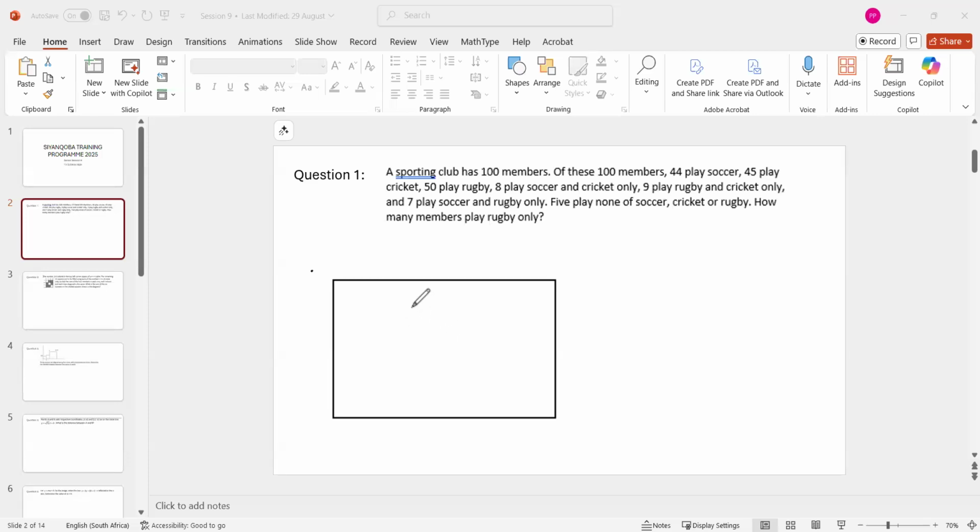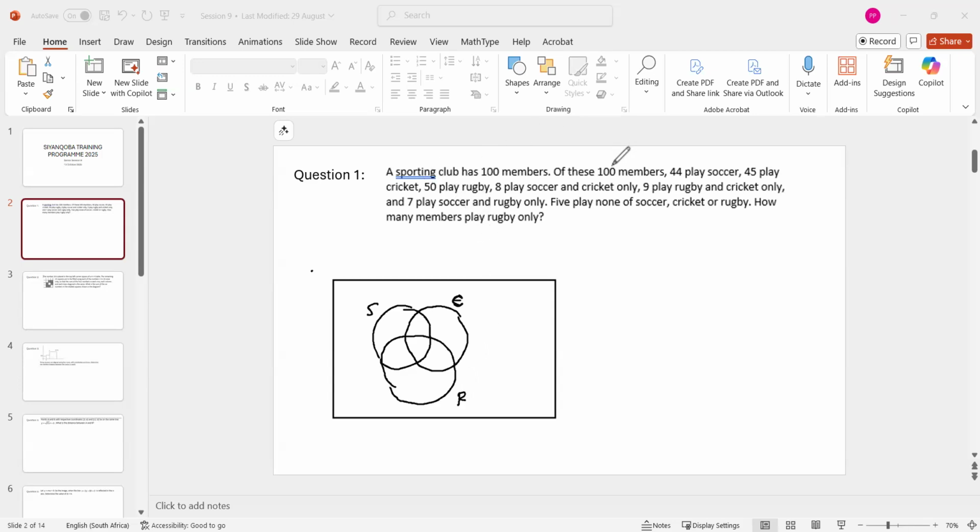Okay, 44 play soccer. So let's just have a circle here to say these are the soccer players. Call it S for soccer. And 45 play cricket. And some of them will play soccer and cricket. So often this happens. These are soccer players and cricket players. You use a diagram sometimes to illustrate certain concepts. And 50 play rugby. So we'll call this R.